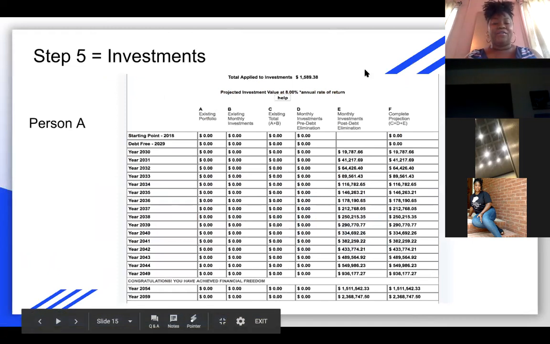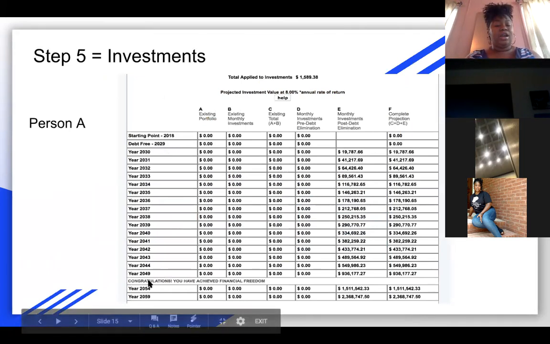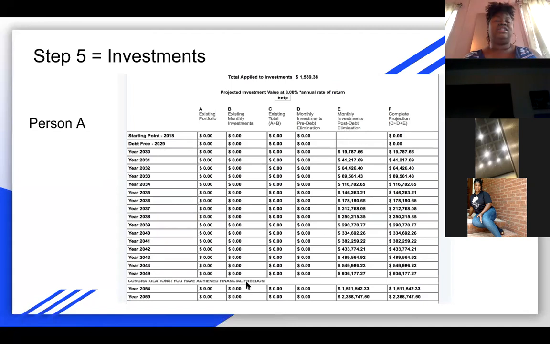Now, step 5. And again, I am going to direct you to a financial advisor. But this shows you that if you start in 2018 for person A, by 2029, you'll be debt free. By 2049, which is the retirement year that person A wanted, they'll have financial freedom, meaning they'll have the amount of money that they needed to have the $5,000 a month.